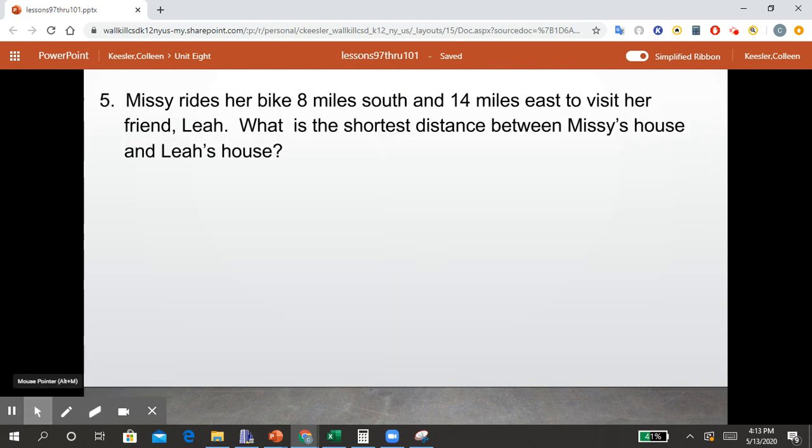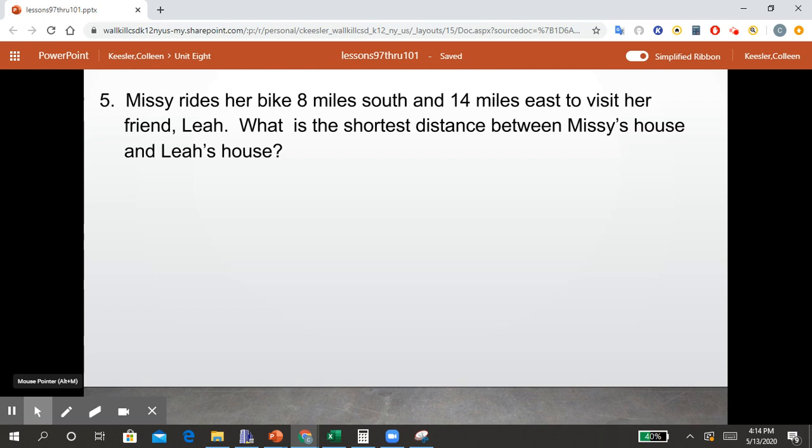Number 5. Now we have a word problem. Missy rides her bike 8 miles south and 14 miles east to visit her friend Leah. What is the shortest distance between Missy's house and Leah's house? So when you're driving directly south and turn directly east, you're actually turning at a right angle. So we can use the idea of Pythagorean's theorem to find the shortest distance, which is always the direct route.